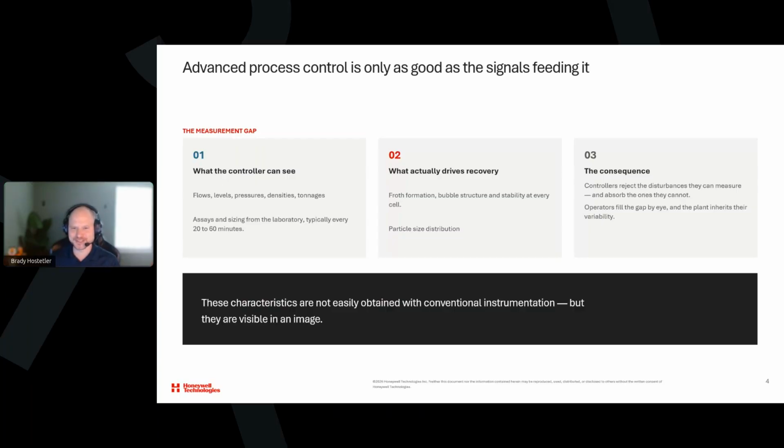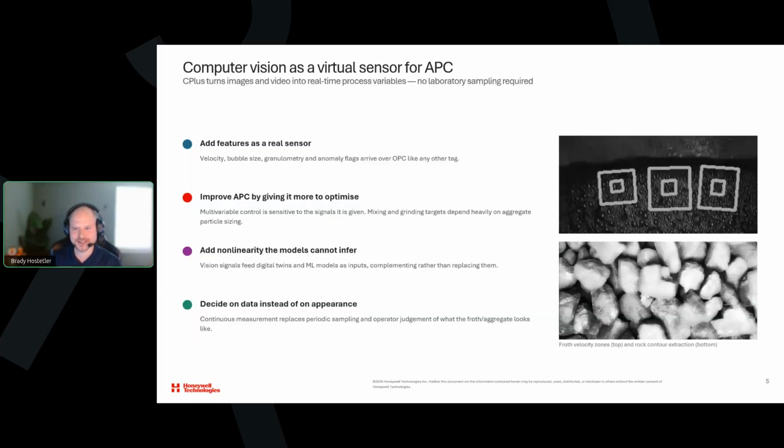Computer vision. So if we attach a camera, here's some things we can get. The outputs such as velocity, bubble size, granulometry, anomaly flags, they all land on an OPC server as tags, okay? Your APC reads them as controlled or disturbance variables, even manipulated variables, the same way it would read a flow transmitter. From the controller side, there's nothing unusual about these tags from our computer vision solution.